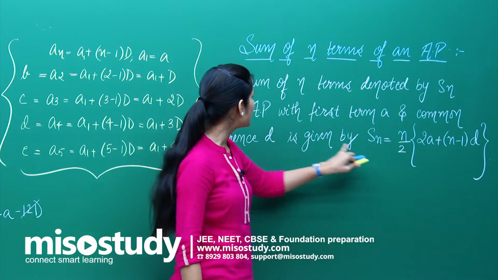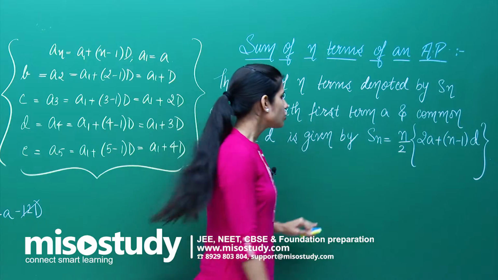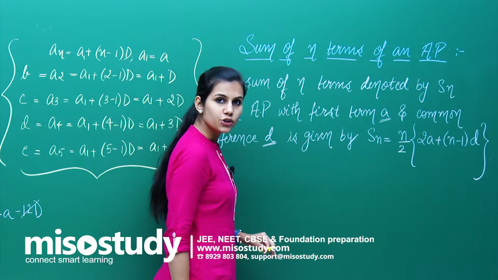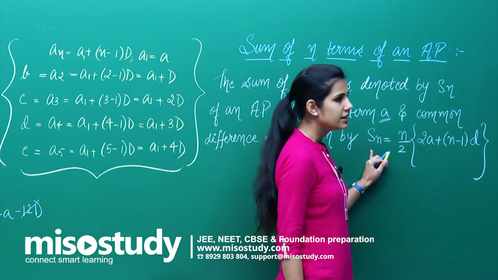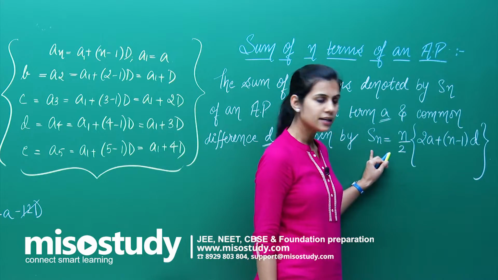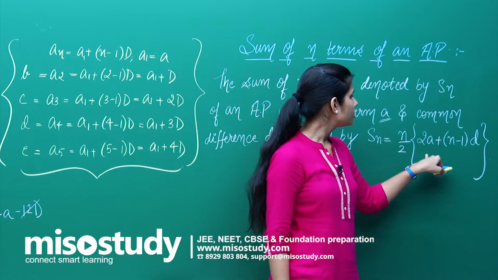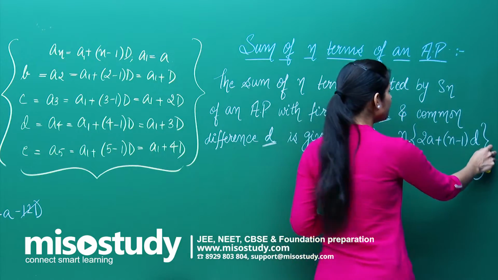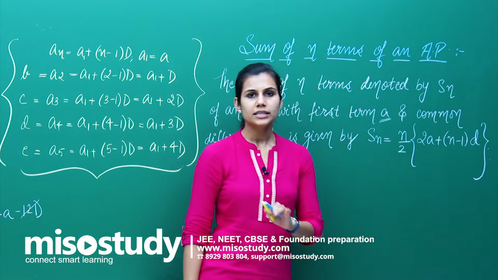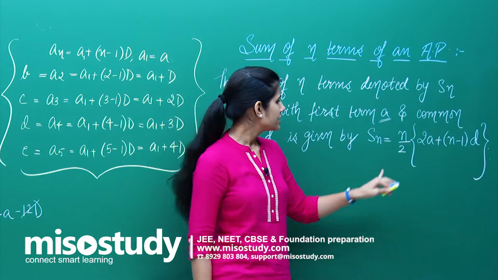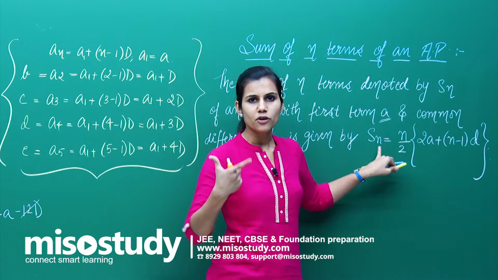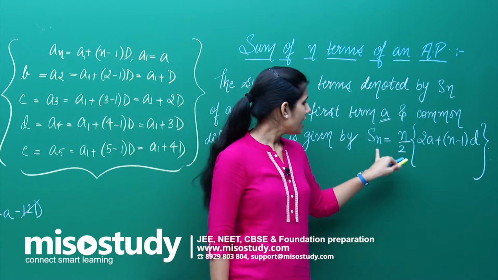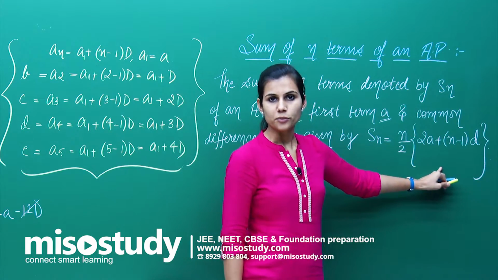Sn is nothing but the sum of n terms of an AP. So if you have the first term with you, if you have the common difference with you, you can calculate the sum of n terms of an AP. Clear? And the formula is n by 2 times 2a plus n minus 1 into D. Based upon this particular concept of calculating the sum of n terms of an AP, sum of 15 terms of an AP, sum of first 20 terms of an AP, sum of first 28 terms of an AP, everything can be calculated just by this formula.